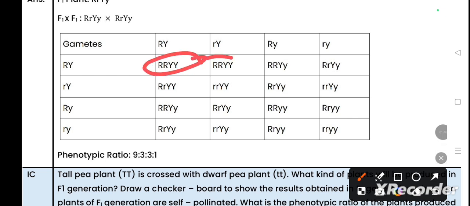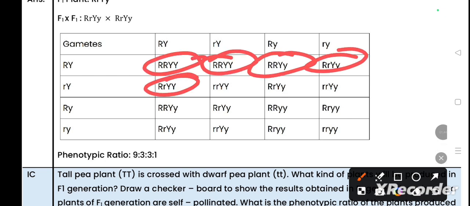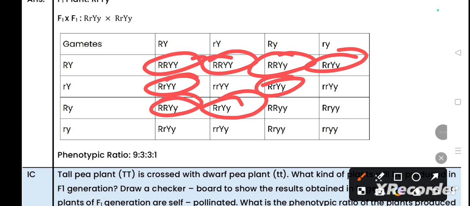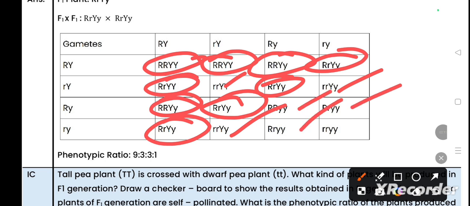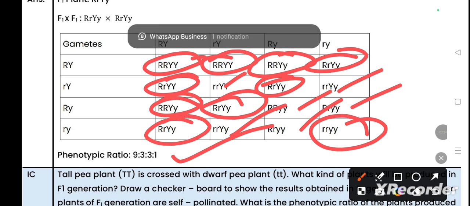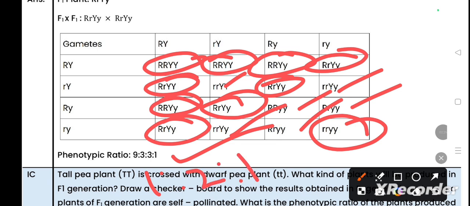9 round yellow: 1, 2, 3, 4, 5, 6, 7, 8, then 9. These are round yellow. Then wrinkled yellow 1, 2, 3. These are 3. Then round green 1, 2, 3. Then wrinkled green only 1. That's the phenotypic ratio, 9:3:3:1. And the genotypic ratio 1:2:2:1:2.